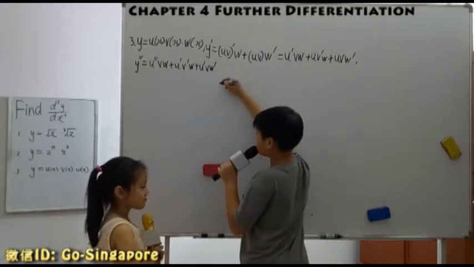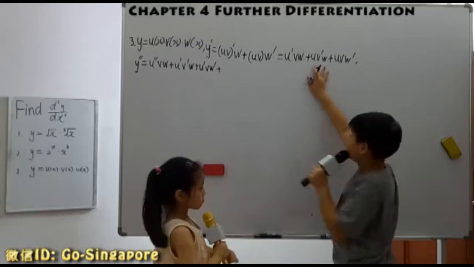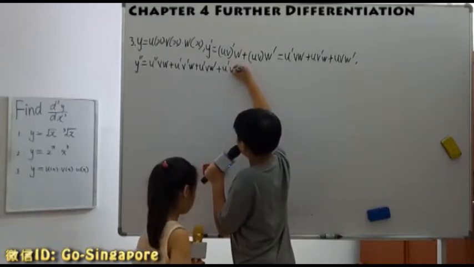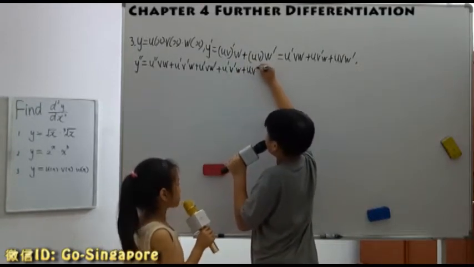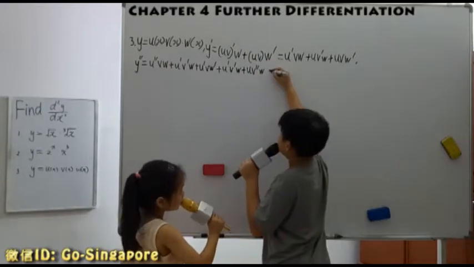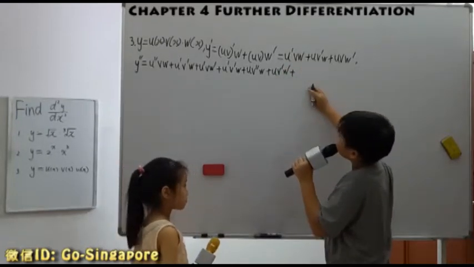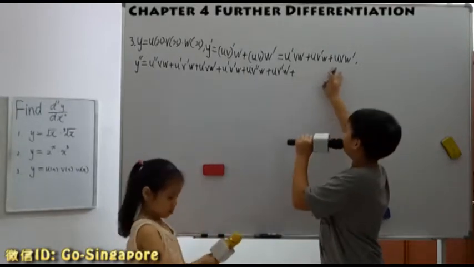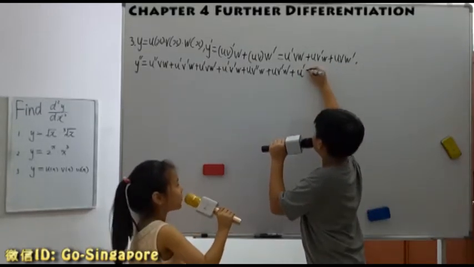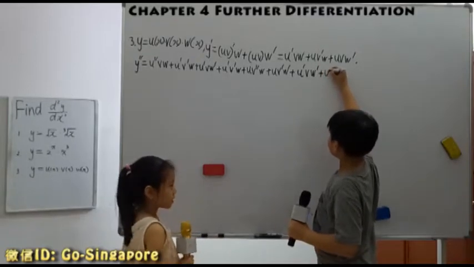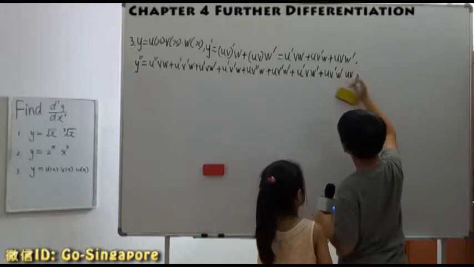Then we look at the second term. So this is U prime, V prime, W. Then here plus U, V prime prime, W. Then here is U, V prime, W prime. Then here plus the last term. Put it in front of you, don't put it diagonal. Like this, right?